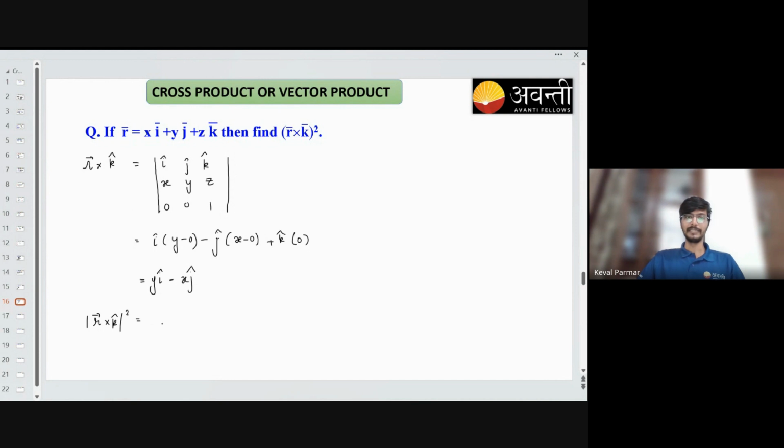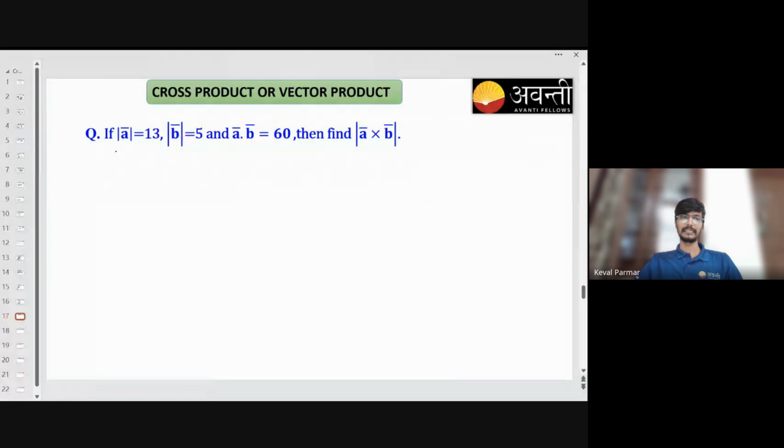Square. That means it will be y square plus x square, under root, but that will get cancelled by the square. That means it will be x square plus y square. This is my answer. Correct? Not so tough, but it was a good calculative question. Let's see the next one. Yeah, it is also a nice question.